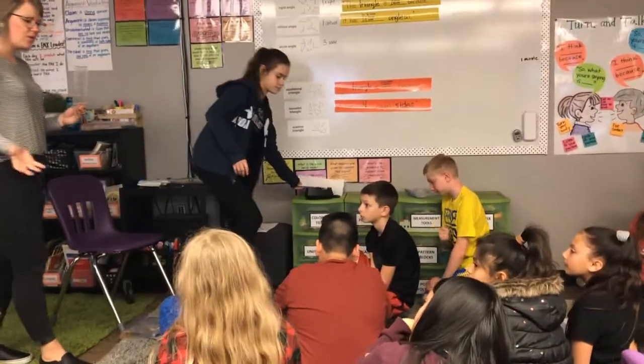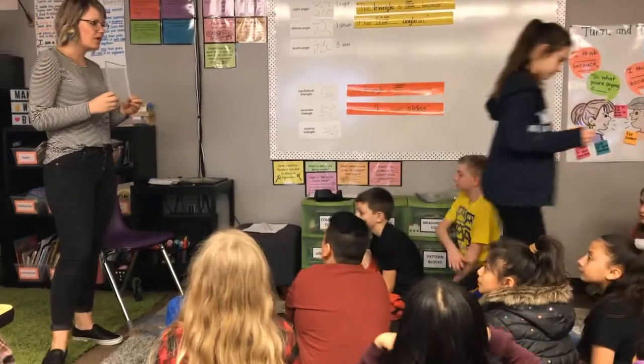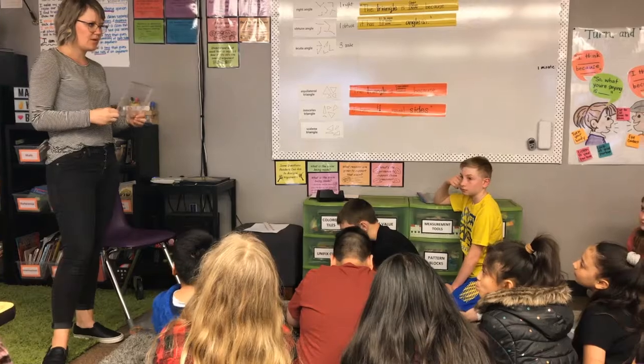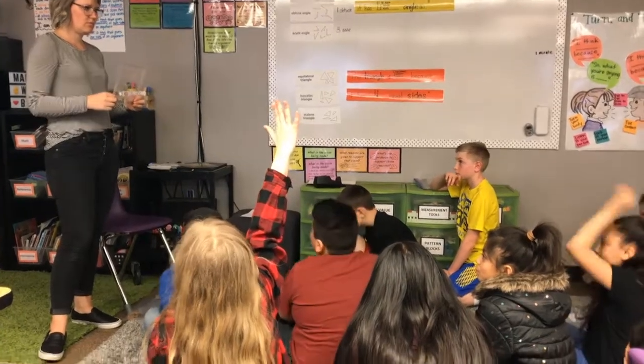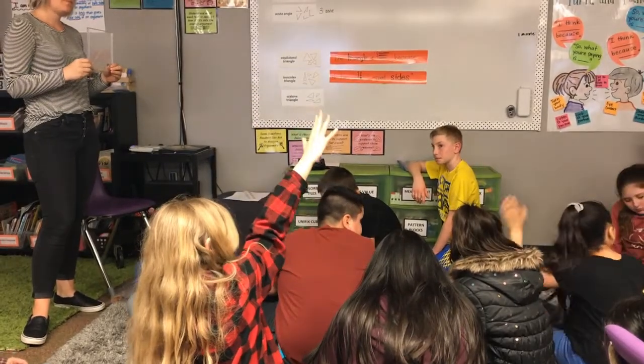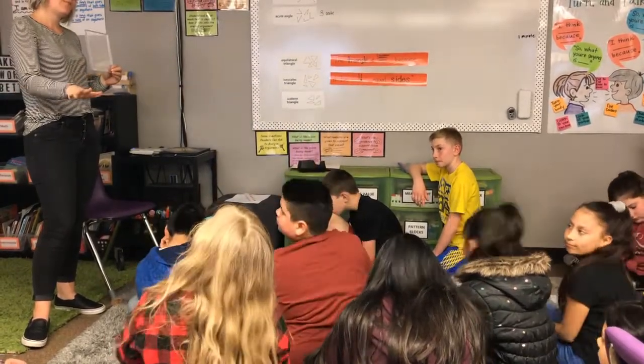And I heard Brooklyn say, well, there's 2 acute angles. There's more acute angles than right angles. So why would it be called a right triangle? Go ahead and call on somebody, Jane.